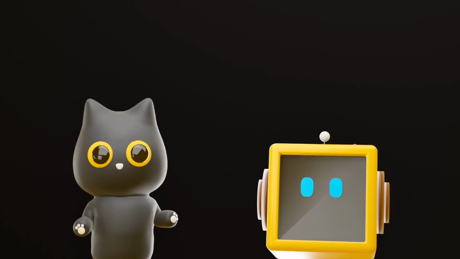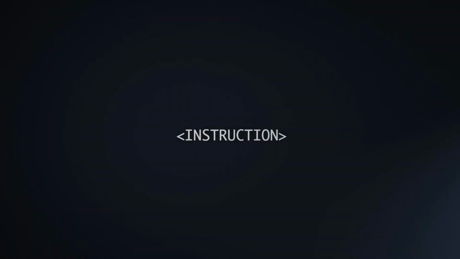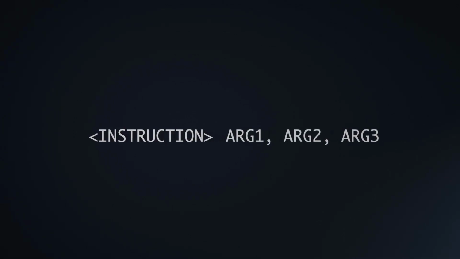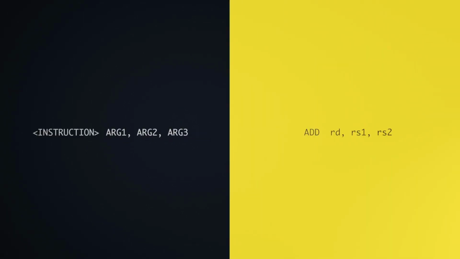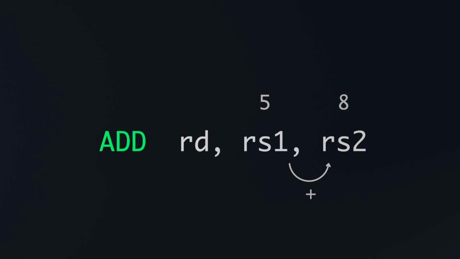Despite the variance in ISAs, machine code takes on a general form. It starts with the instruction type and is typically followed by 1 to 3 arguments. An example of an instruction is add RD, RS1, RS2. So this is an add instruction that takes the value in one CPU register, RS1, adds it with the value in another CPU register, RS2, and stores the answer in register RD.